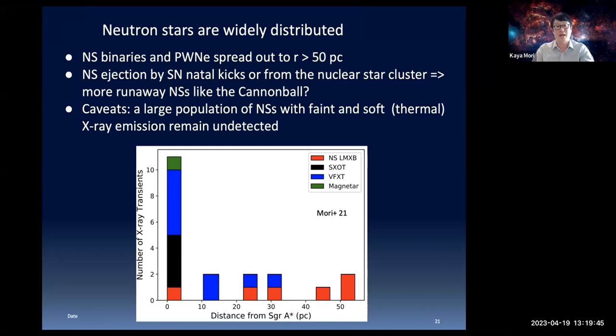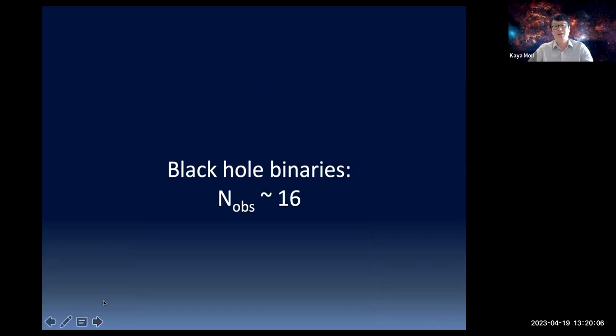But I do want to give you a caveat: I just said 11 neutron stars, but that's not all, because there should be a large population of neutron stars with faint and soft X-ray emission. They cannot be detected in the X-ray band because below 2 keV, X-rays are heavily absorbed. Okay, let me finish with the black hole binaries.